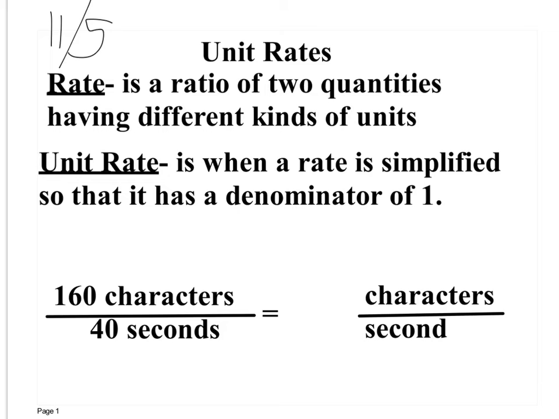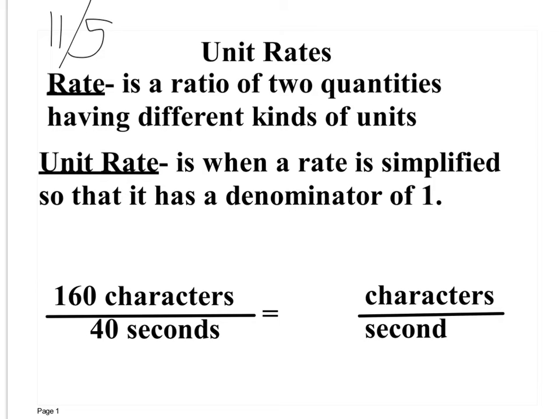Unit rates we see all the time, you hear about, such as miles per hour, feet per second, gallons per minute. If you notice, all of those are per 1 unit: 1 hour, 1 minute, 1 second. So what they do is they simplify the denominator to 1, and that's what they call a unit rate.